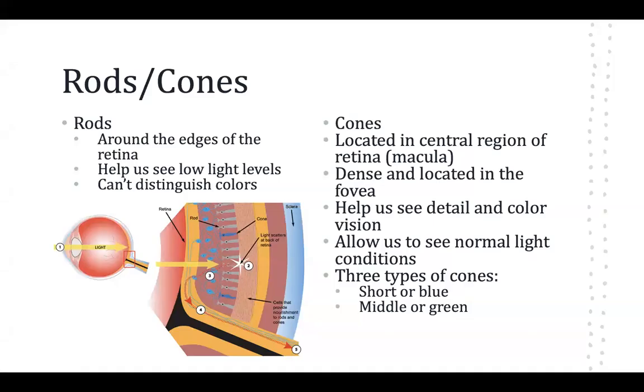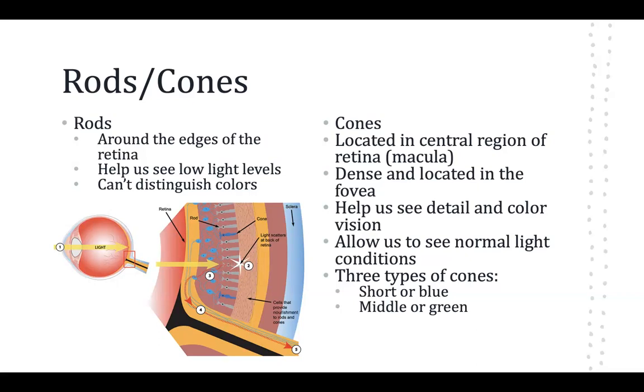Another part that helps us with our vision is through rods and cones. So rods are what are around the edges of the retina, and they help us to see low light levels, but they cannot distinguish colors. So they can see light and dark, but not the specific colors.